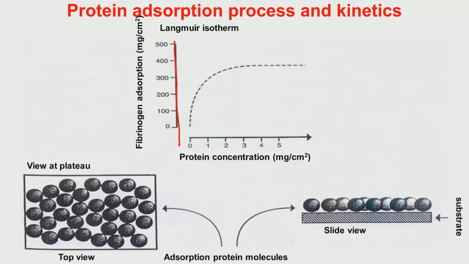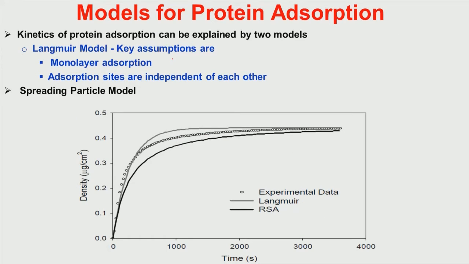If you plot the protein adsorption as a function of the initial protein concentration, you will get this kind of curve which reaches a steady state behavior. This is the Langmuir isotherm behavior, and similar protein adsorption kinetics you can also explain in terms of the kinetic dependence of the adsorption if you plot the protein adsorption as a function of time. Initially the monolayer of proteins gets adsorbed. So, this is the spreading particle model, where you see the density of the proteins as a function of time of adsorption, and it also reaches a steady state behavior.